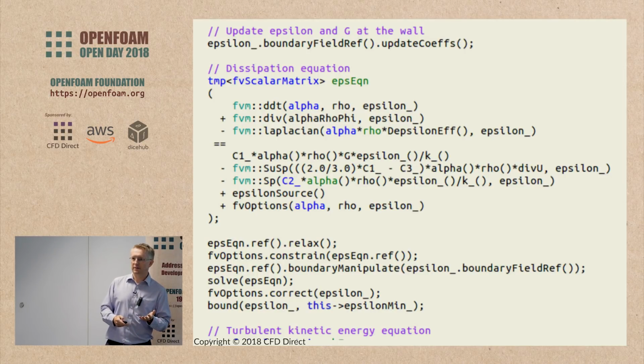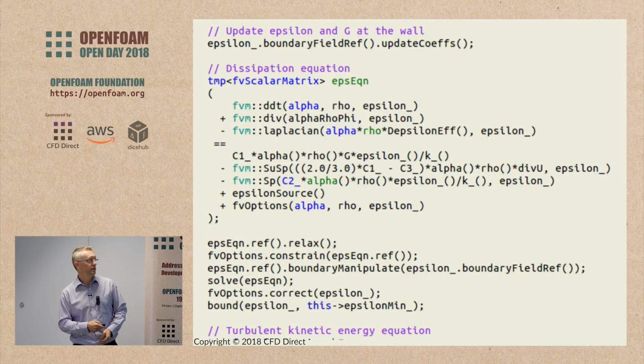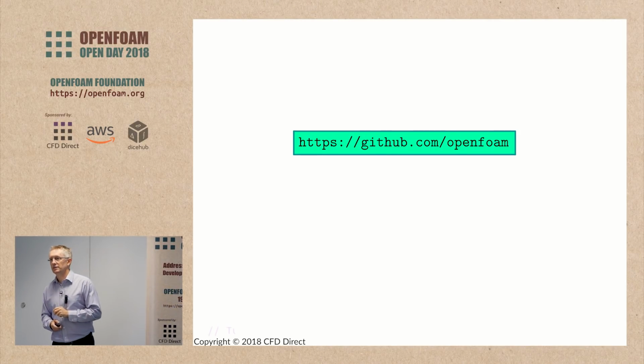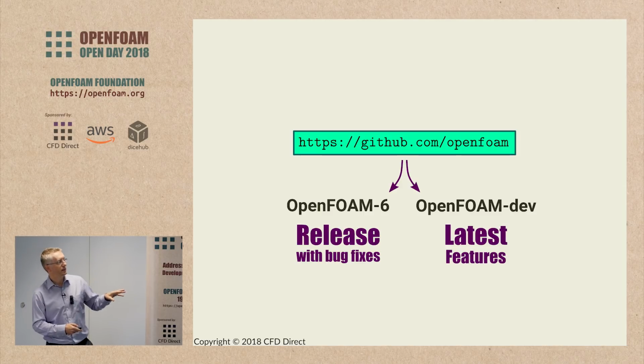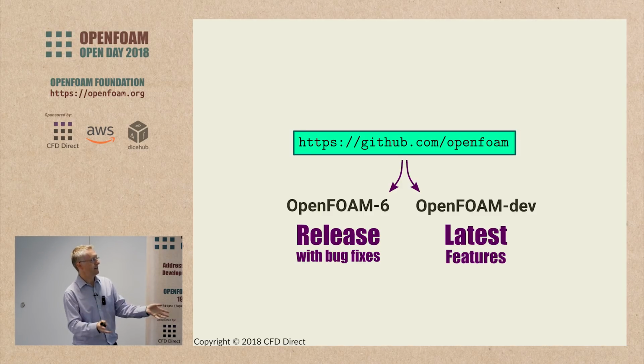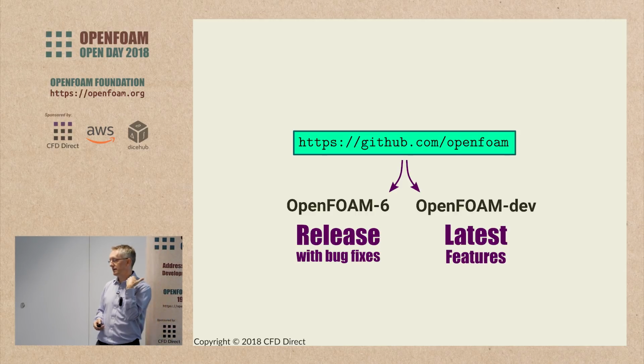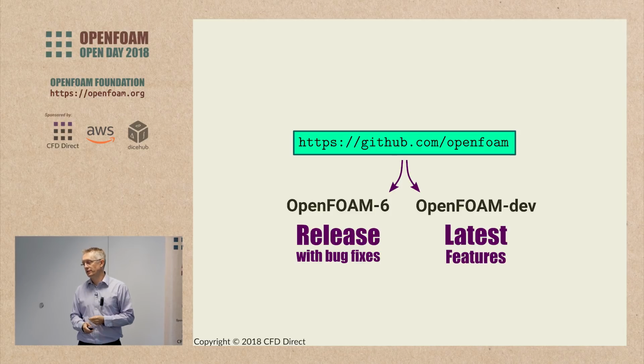Code gets written. We publish code. It is available in the OpenFOAM repository on GitHub. There's availability straight away. The repository is split into two branches. There's the release version, which is updated with bug fixes, and then there's the OpenFOAM dev, the development version, which takes on all the latest features, and obviously also takes on the bug fixes as well.